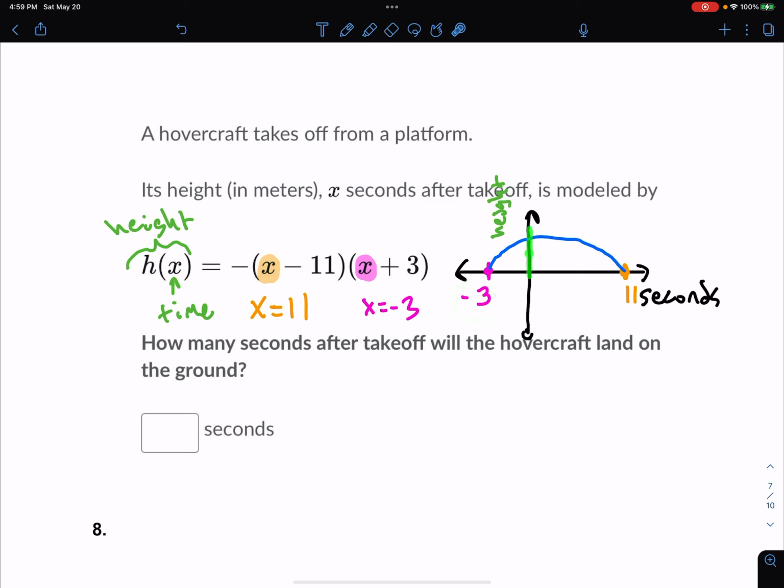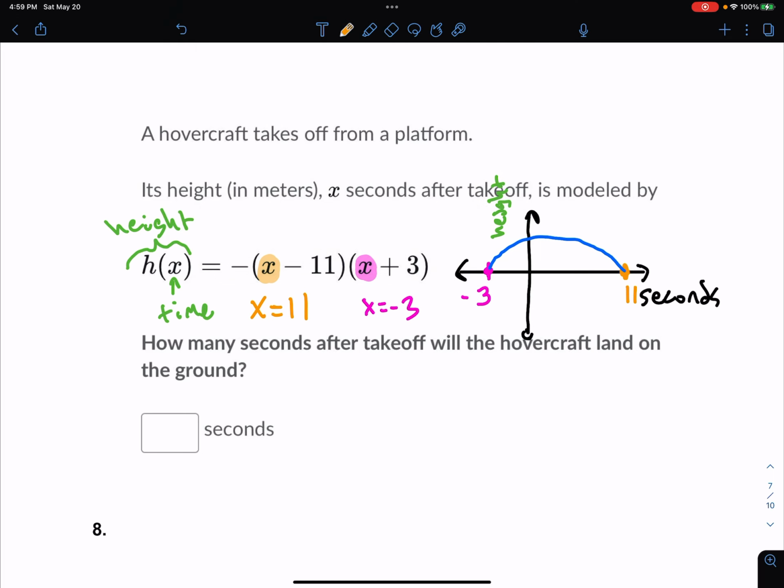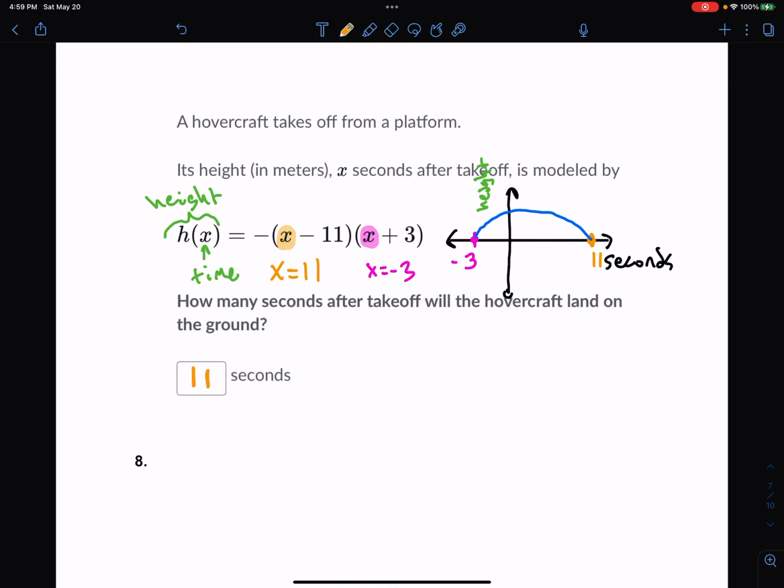So really, as far as this hovercraft goes, nothing really happened until 0 seconds. So all we care about is from 0 until it touched the ground again at 11. So we're going to pick 11. That is when this thing hit the ground. And why is it not -3? Because -3 doesn't really make sense when we're talking about the flight of this hovercraft. All we cared about is when it took off at 0 seconds on that vertical axis.